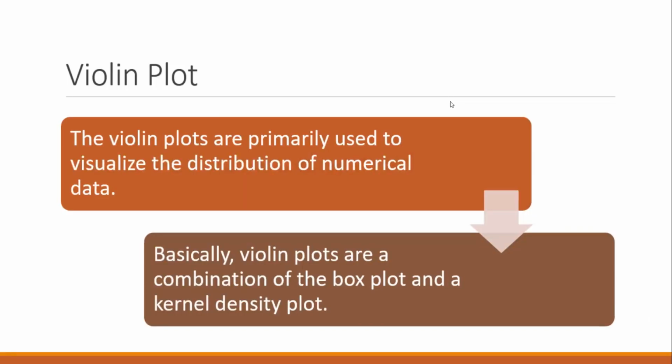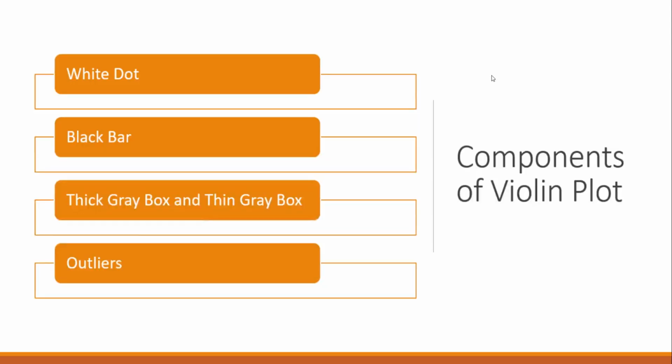So, violin plots are used to visualize the distribution of numerical data, and basically violin plots are a combination of the box plot and a kernel density plot which shows the peak in the data. The advantage of the violin plot over the box plot is that it shows the summary of the data as well as the density for each variable. So now we will discuss components of a violin plot.